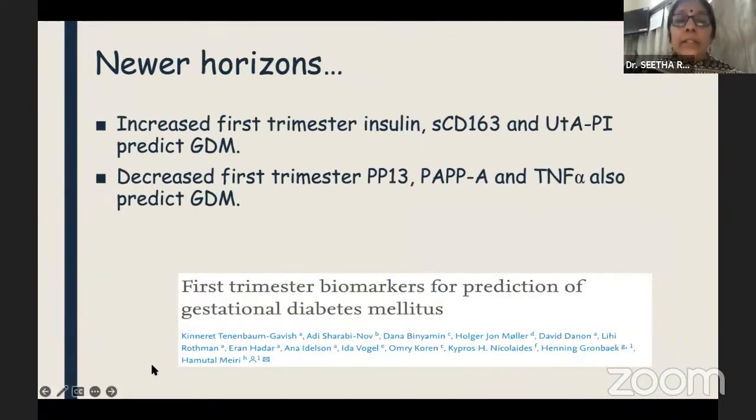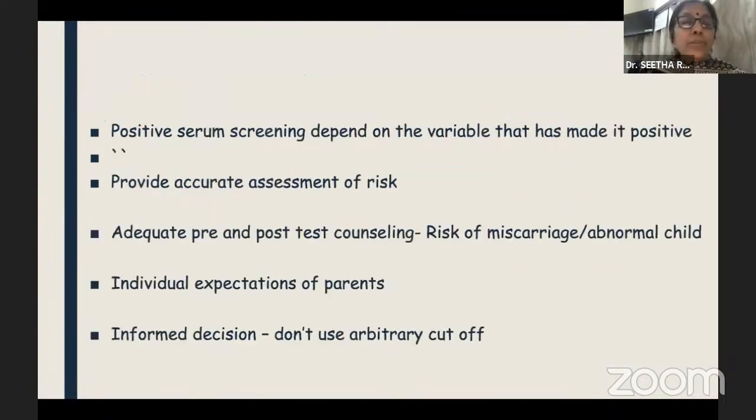Even for diabetes, there have been biomarkers where first trimester insulin, uterine artery PI, along with these first trimester markers can predict. And they have also found that women who are prone to GDM later on have reduced first trimester levels of PP13, PAPP-A, and tumor necrosis factor alpha. But again, these are all in research settings and we have to wait for the evidence to develop.